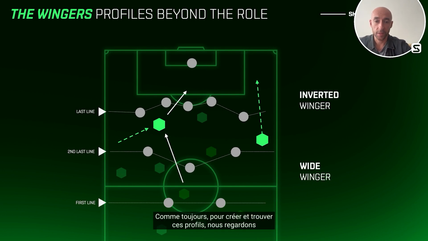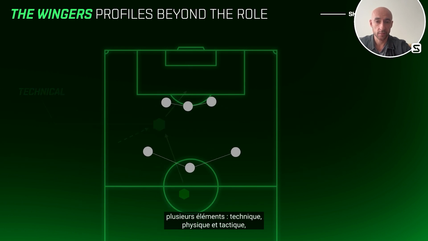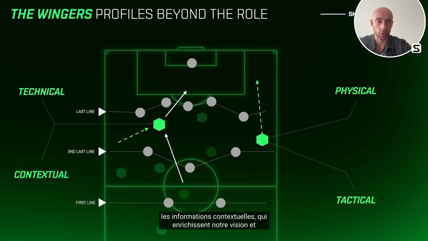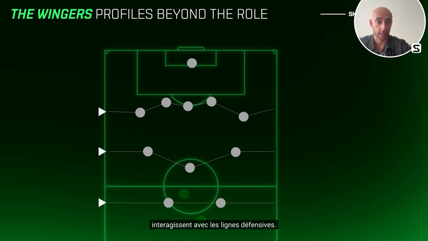So, as always, to build and find these profiles, we are actually looking at several elements: the technical, the physical and tactical ones, including top sustainable velocity and off-ball movement, and of course, contextual information, which enriches our picture and allows us to understand important details. One of those details is to understand how these players interact with the defending lines.